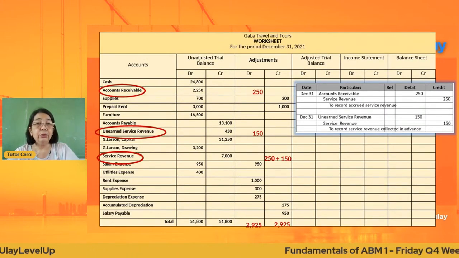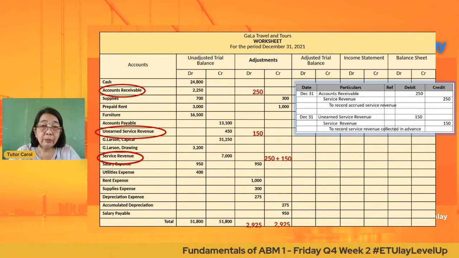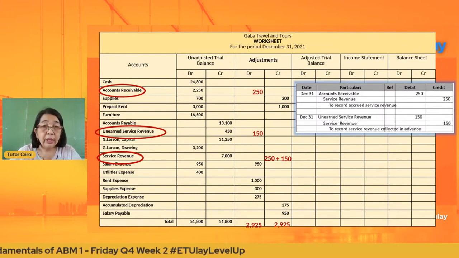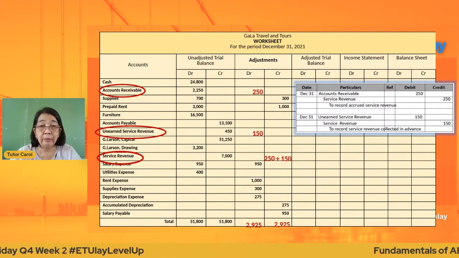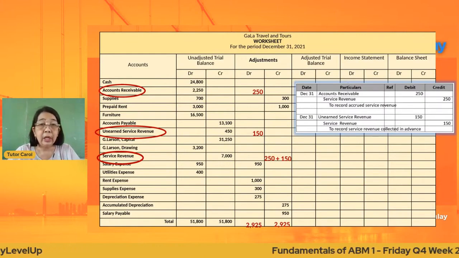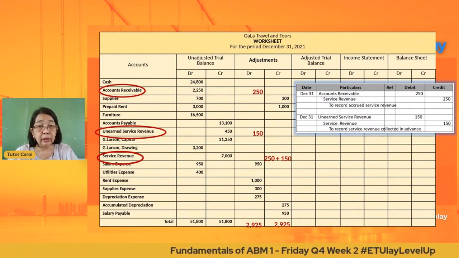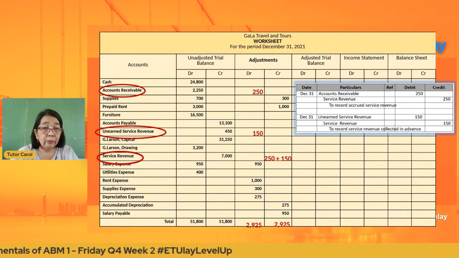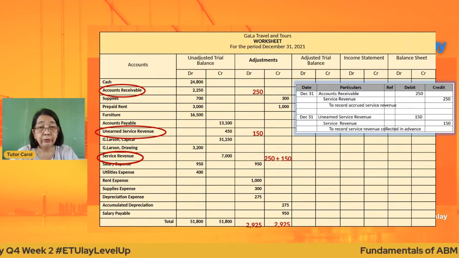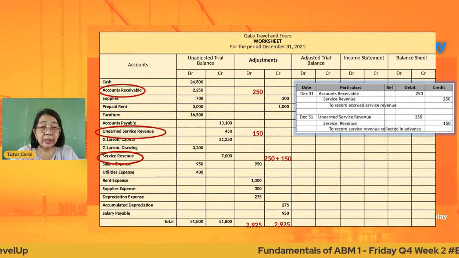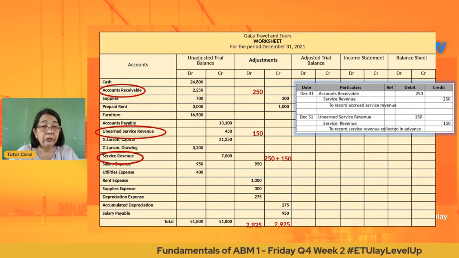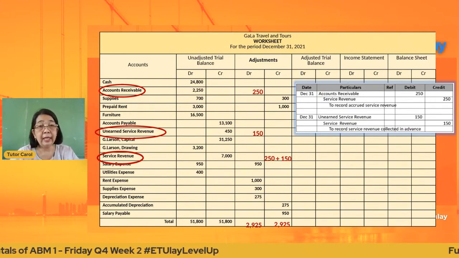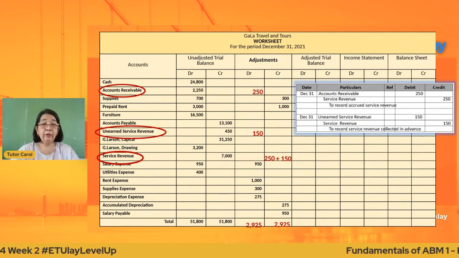Okay, eto na. Number 5 and 6 na to, yung ginawa natin. So, accounts receivable, meron naman tayo niyan. Lagyan mo na lang yung adjustments column sa debit side ng 250. How about service revenue? Meron din tayo. Lagay mo sa credit side niya 250. And then, dun sa number 6 natin, unearned service revenue, meron tayo niyan originally. So, lagay mo na lang sa debit side ng adjustments yung 150.